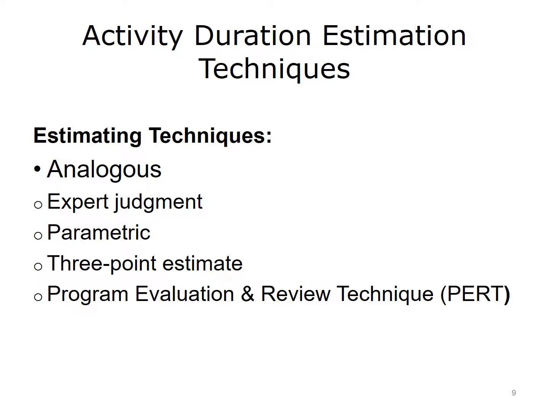A 3-point estimate calculates the expected activity duration by adding an optimistic estimate, a pessimistic estimate, and a most likely average estimate together and dividing by 3. A program evaluation and review technique, PERT estimate, is a popular type of 3-point estimate that uses a weighted average estimate. While it has advantages, such as more precise scheduling and control, it is a more complex and costly method to estimate durations.